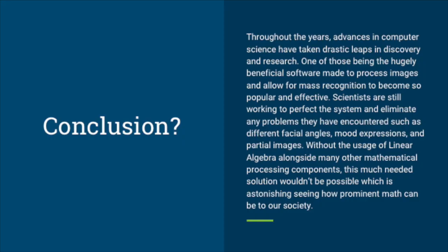In conclusion, throughout the years, advances in computer science have taken drastic leaps in discovery and research. One of those being the hugely beneficial software made to process images and allow for mass recognition to become so popular and effective. Scientists are still working to perfect the system and eliminate any problems they have encountered, such as difficult facial angles, mood expressions, and partial images.